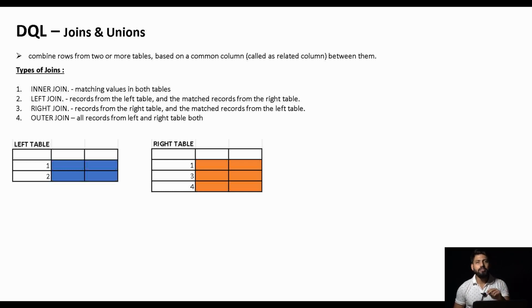When you are combining rows from both tables based on some common column, that is called a related column in technical terms. Whatever the common column might be in both of the tables, when you join on the basis of that, the joining of rows happens, and that is what is called a join. There are different ways with which we can join: inner join, left join, right join and then outer join.